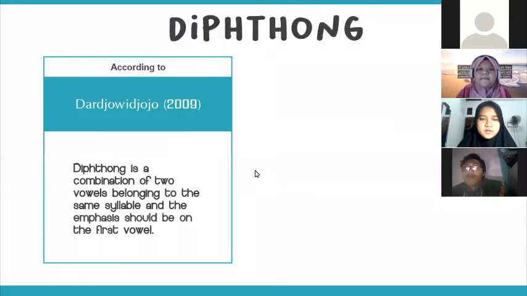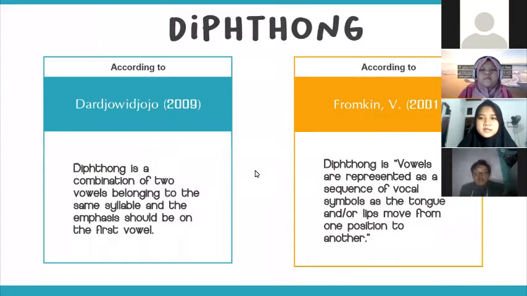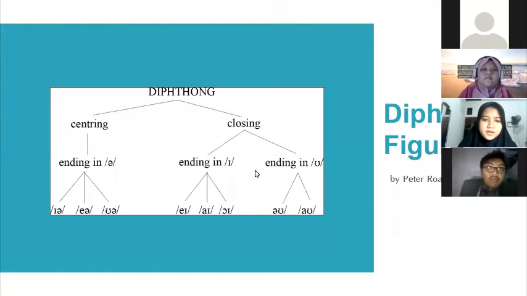According to Jojo, diphthong is a combination of two vowels belonging to the same syllable, and the emphasis should be on the first vowel. And according to Franklin V, diphthong is vowels represented as a sequence of vocal symbols as the tongue and or lips move from one position to another. This is the diphthong figure.